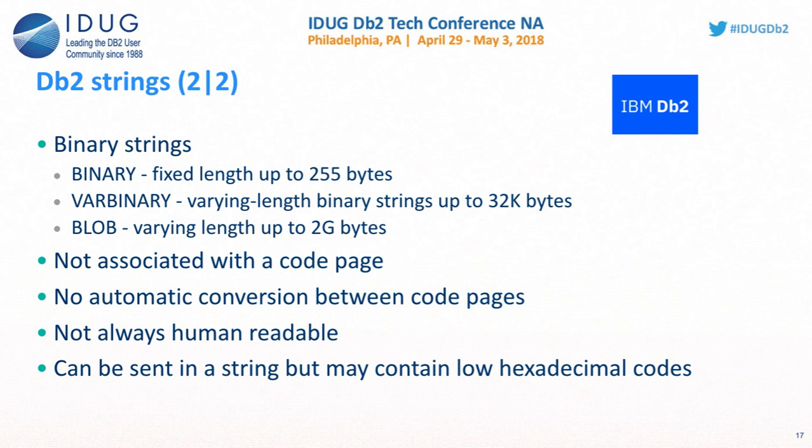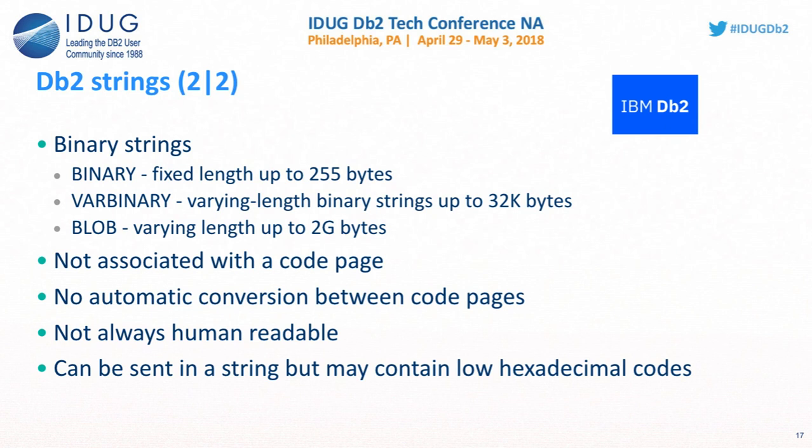You've got a possibility of binary strings available to you too. And so you've got binary, varbinary, and blob. These are not associated with any kind of code page, so you don't declare them as EBCDIC or ASCII or anything like that. They're just there, and that's the value. Don't change it. At least in our shop, we use it for encrypted fields. For somebody's password, we drop it in a binary instead of dropping it in a char field. These things are not always human readable, and you can send them in a string, but sometimes it doesn't make sense.